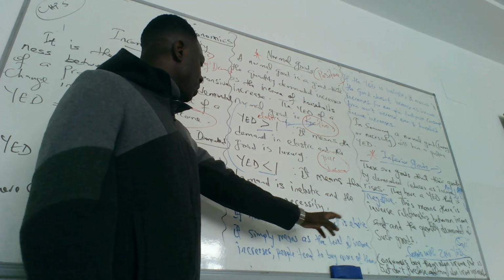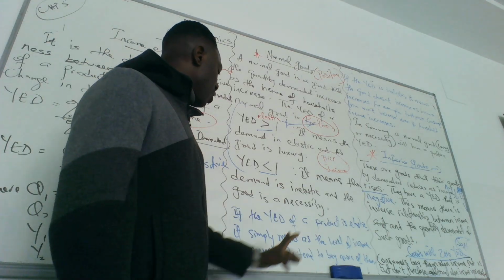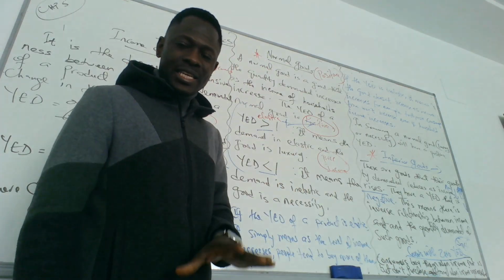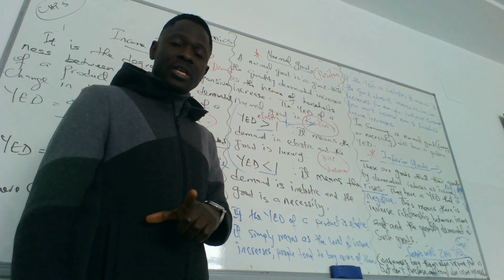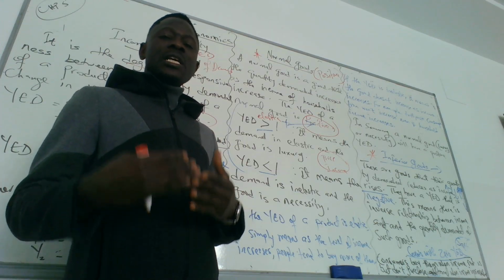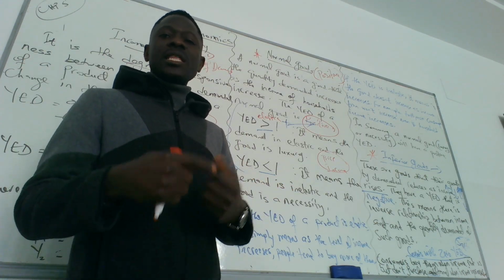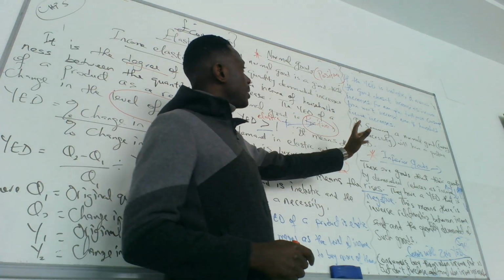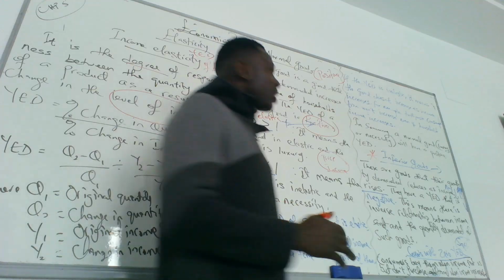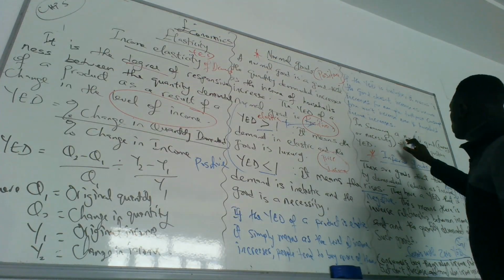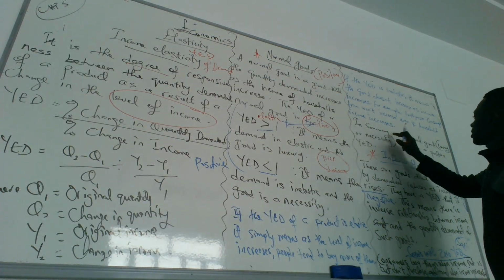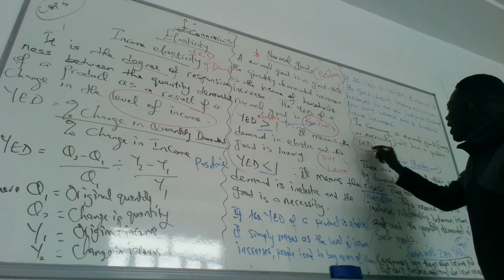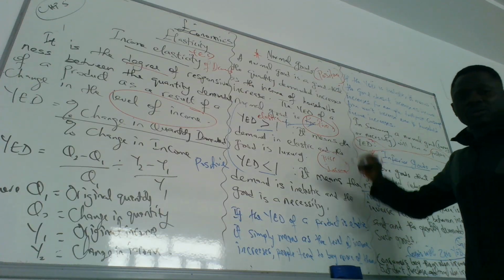If the YED of a product is elastic, it simply means as the level of income increases, people tend to buy more of them. That makes it an elastic, positive YED, which is luxury. But if it is inelastic, it's mostly necessities like food, clothing, and shelter. Irrespective of our income, we need to buy them. So in summary, a normal good, either luxury or necessity, will have a positive YED.